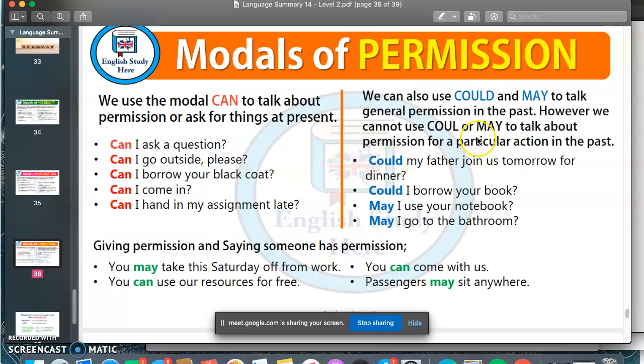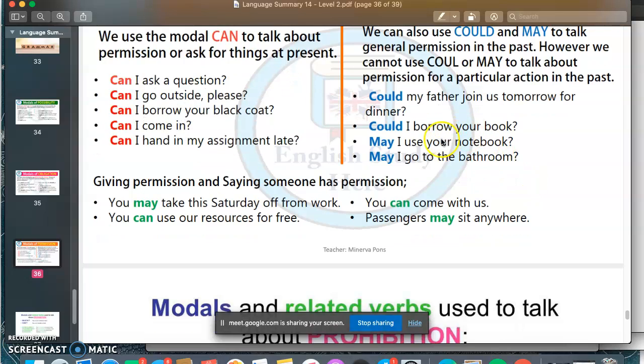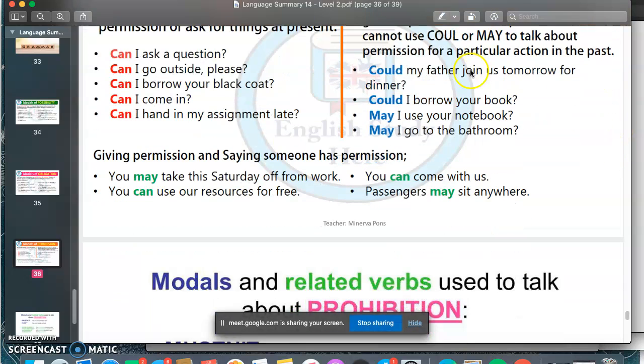And then if you use could and may, again, may I go to the restroom, may I borrow your book, may I use your notebook, could I go to the restroom. These are, again, asking for permission. And then if you want to give the permission, you can use can and may. So if I say, may I go to the bathroom, you can answer, yes, you may go to the bathroom.